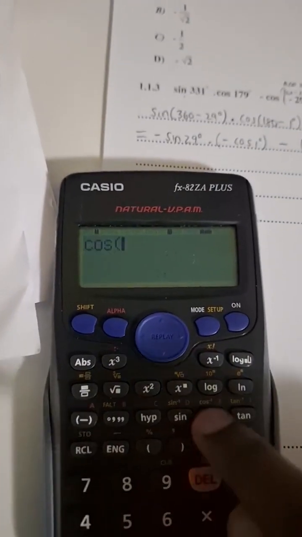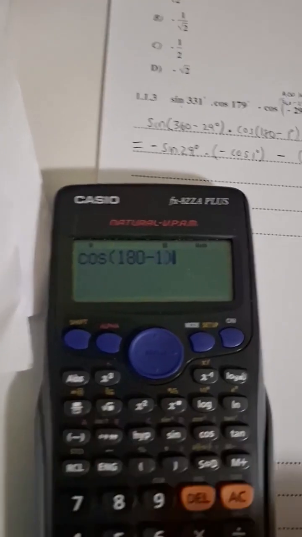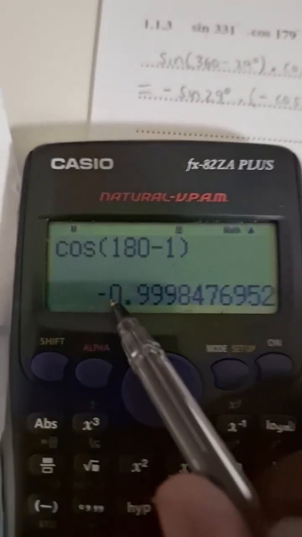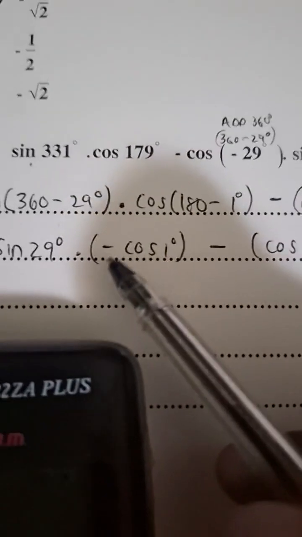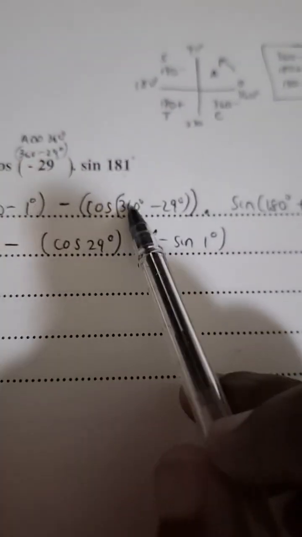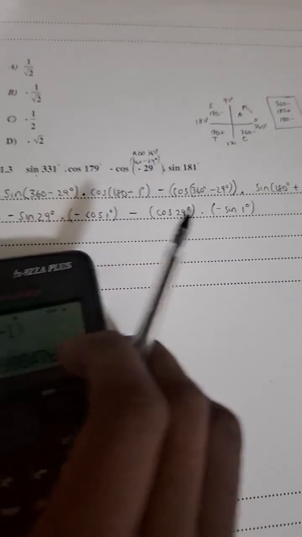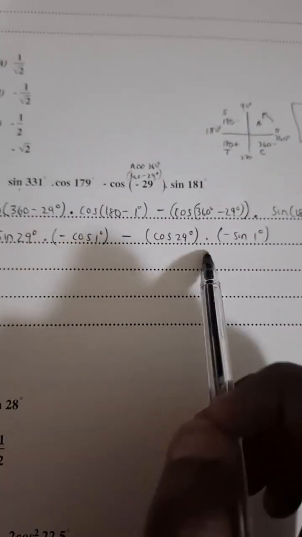Same thing with cos of 180 minus 1. Put this in your calculator. You see, you get a negative answer. So that's why we say it's a negative cos 1 degrees. And I'm sure you can repeat the same process so that you can know what the sign of the respective trigonometric ratios are. Please, when you do the reduction, put things in brackets, okay?